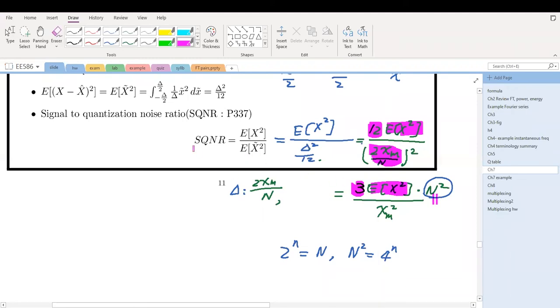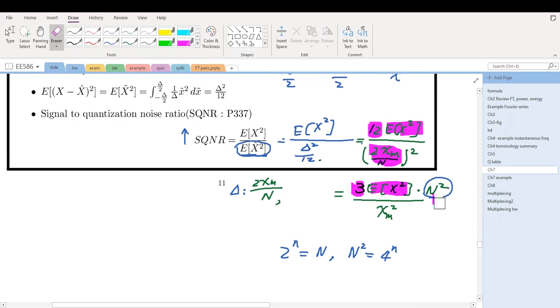Now let's do a little recap here. Signal to quantization noise ratio. Loosely speaking, that is a ratio of the power in the signal and the power in the quantization error. The smaller the error, the smaller the denominator, so the bigger the SQNR. The bigger the SQNR, the better the performance of the quantizer.